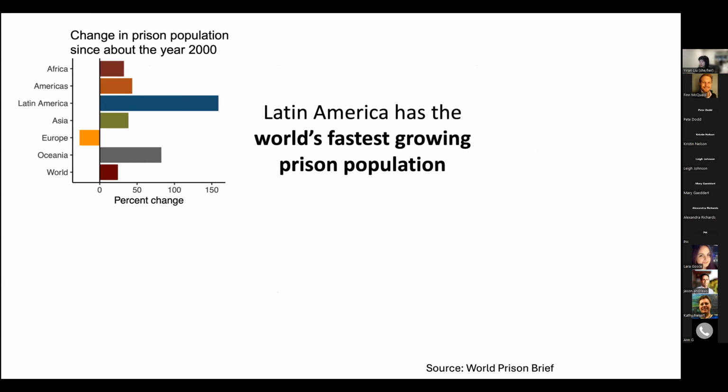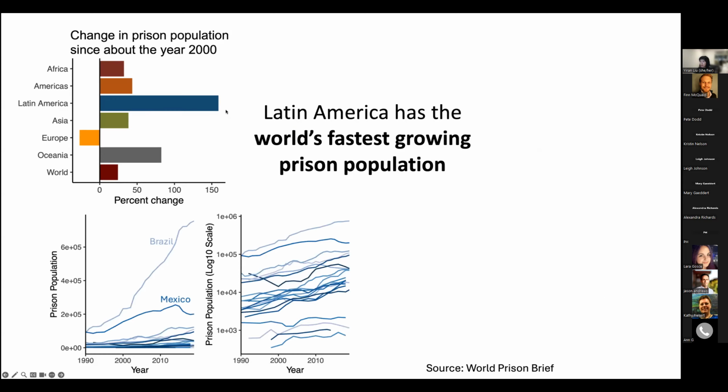Now, most of the TB burden in the region of the Americas is coming from Latin America, which also has the world's fastest growing prison population. Since about the year 2000, the prison population has increased by over 150%, and that increase really towers above the rate of change in all other regions of the world. Most of that increase is accounted for by the two largest countries in the region, Brazil and Mexico.